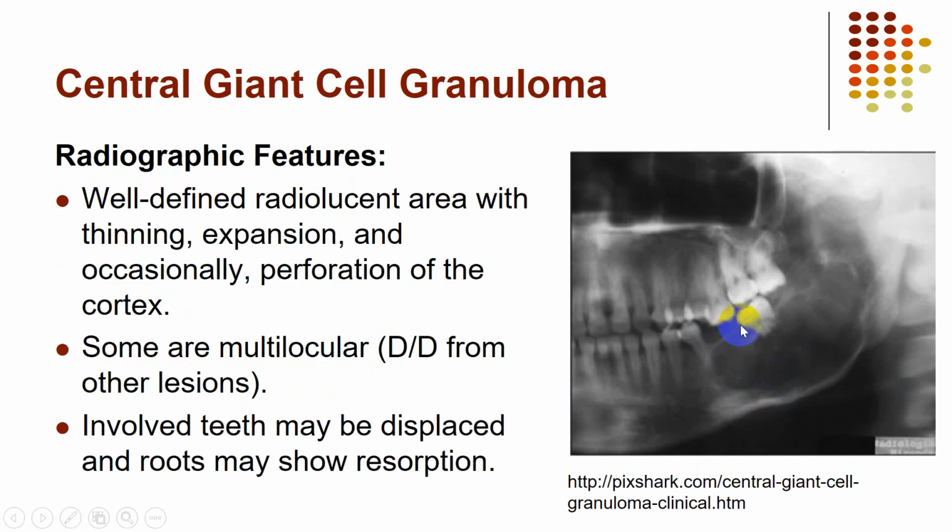A radiolucent lesion in this area here is well defined. And here you need to think about other differential diagnoses. So in this case, we have a well-defined radiolucent area with thinning and expansion. Look at the expanded inferior border of the mandible. The teeth can be displaced if they are involved. They can get resorbed according to the aggressiveness of the lesion.